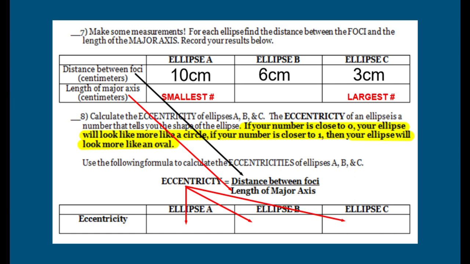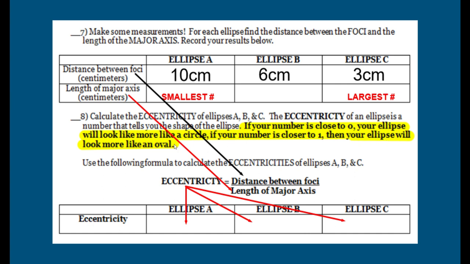So then that was your larger number. So then that was like 3 divided by 20 or something like that. So that's going to give you a number that's closer to 0. So we would say that the most eccentric orbit, or the number closer to 0, is more like a circle. So that would be our ellipse that was our 3 centimeter distance between foci.